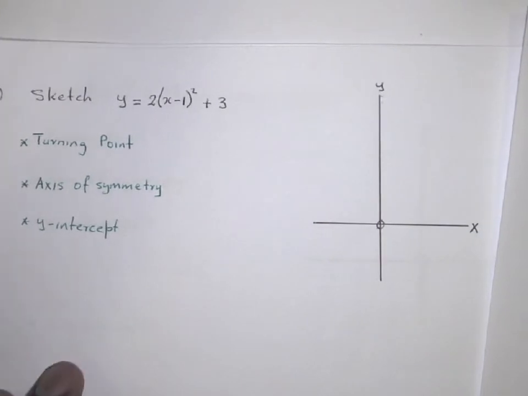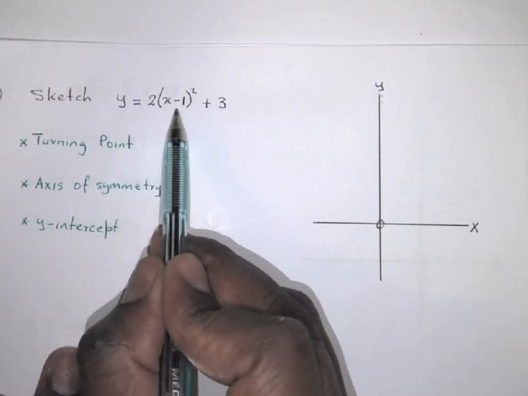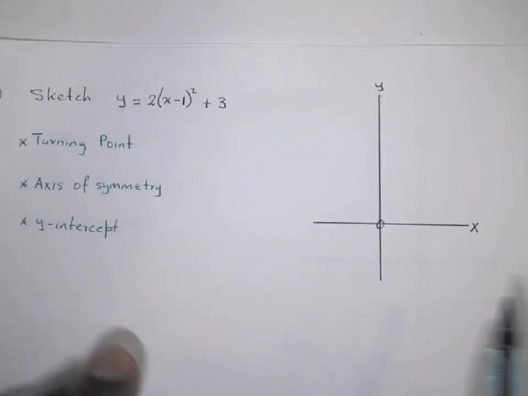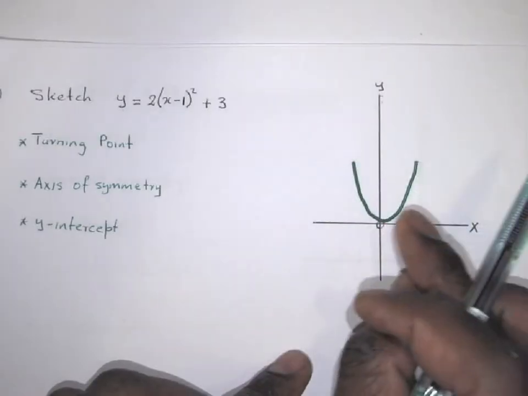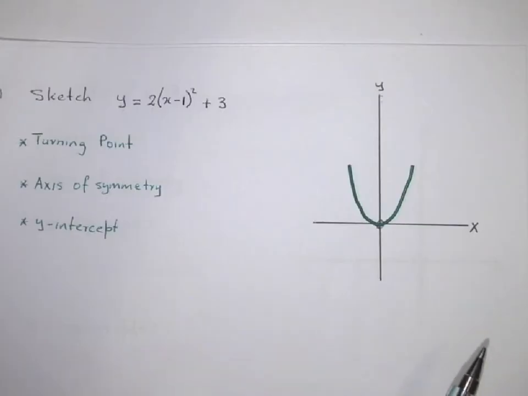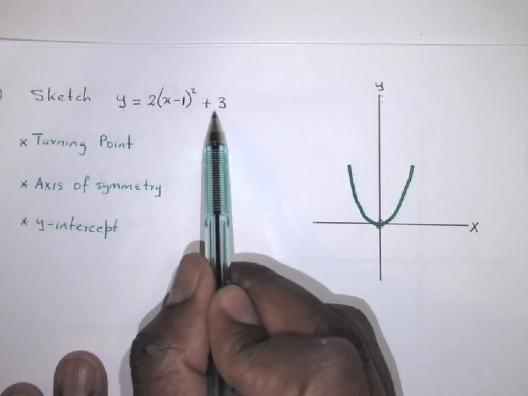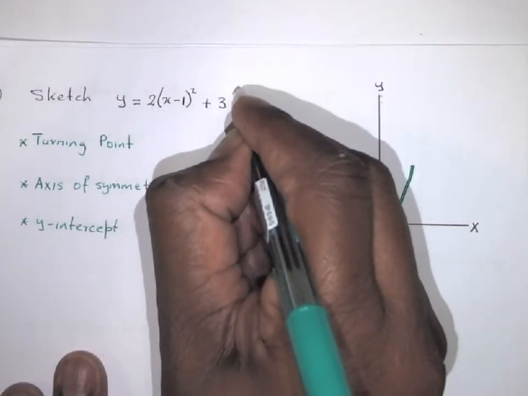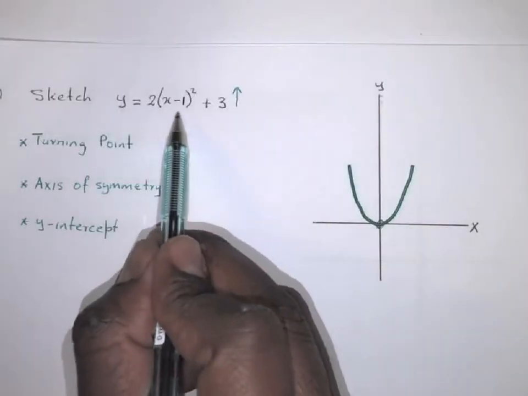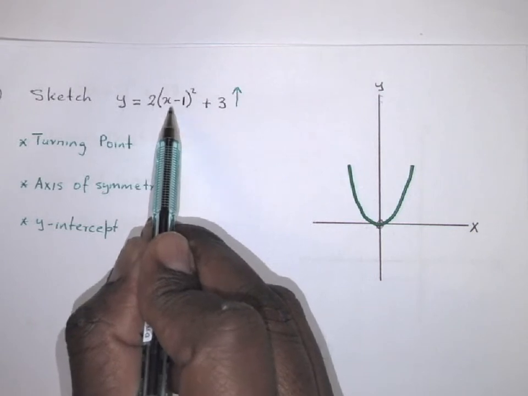We've got to draw a graph of y is equal to 2 times (x minus 1) all squared plus 3. The a value is 2, which means that my graph is there. It's positive 2. Now, I must move the graph. We know about this one because it's a positive 3, so the graph will move up 3 units. But what about this? The graph now will move sideways. It will move to the right.